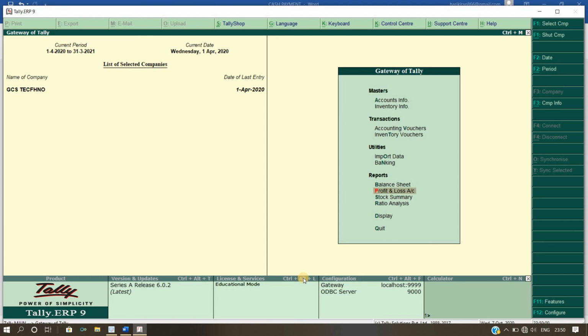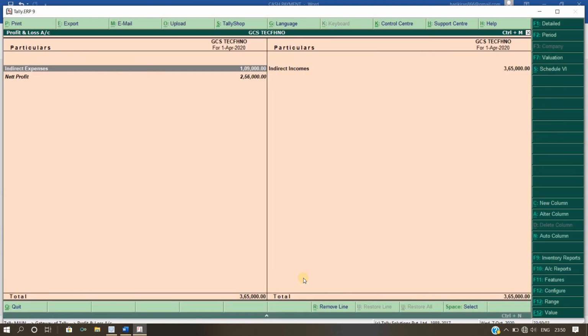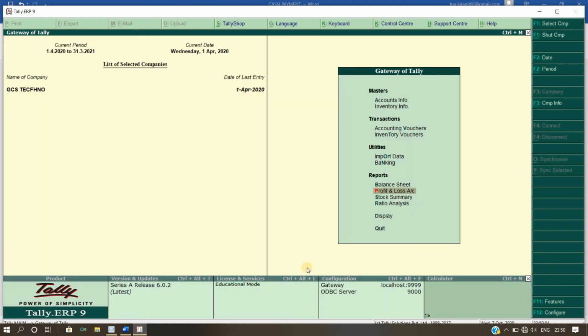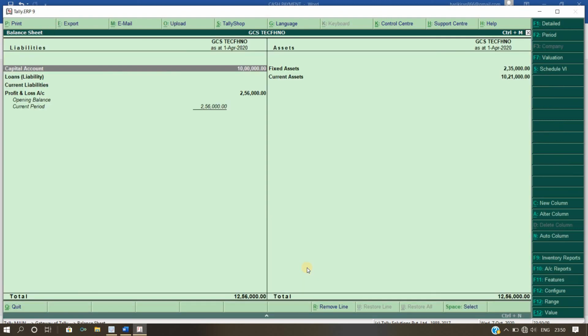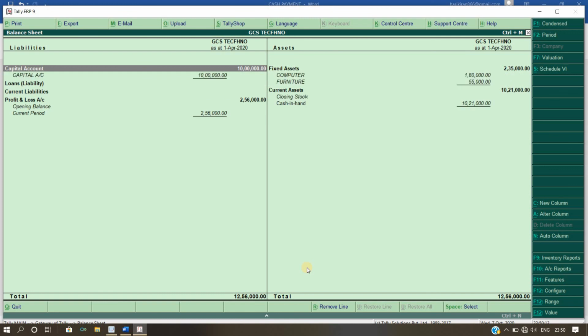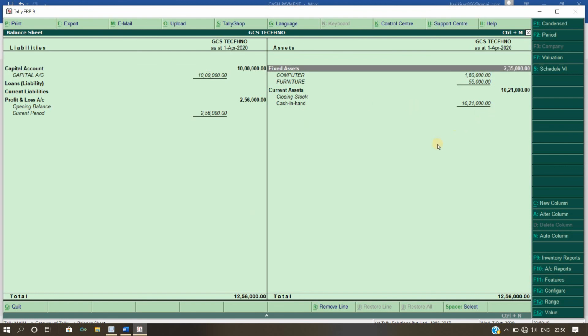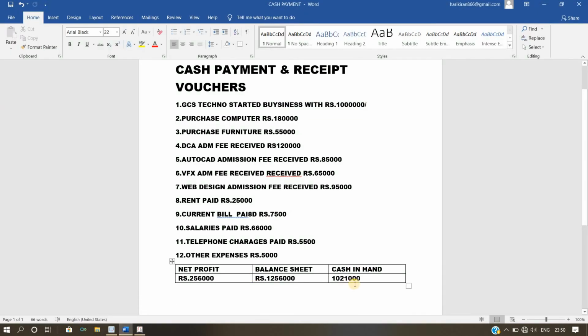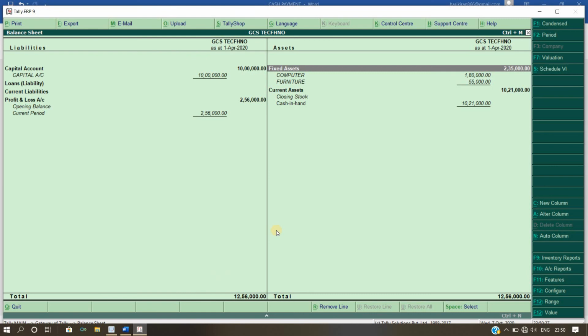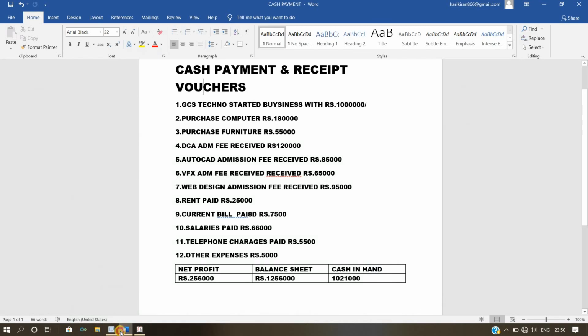Go to profit and loss, balance sheet. Press Alt F1 if you want to see in total. See friends, cash in hand I got 10,21,000. Okay, let's check now. See friends, 10,21,000. See, I have done correctly. This is all about how to do this, friends.